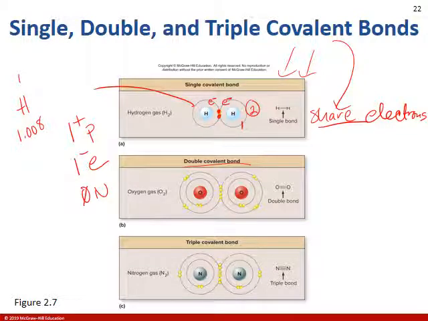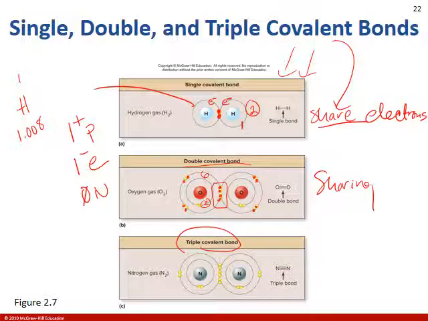Here's a double covalent bond. With oxygen, you've got 2 in the first ring, and you've got 6 in the outer ring. 1, 2, 3, 4, 5, 6. Same over here, right? 1, 2, 3, 4, 5, 6. If they share all 4 of these, do they now have 8 electrons? Yes. So they're sharing. And you can also have a triple covalent bond.